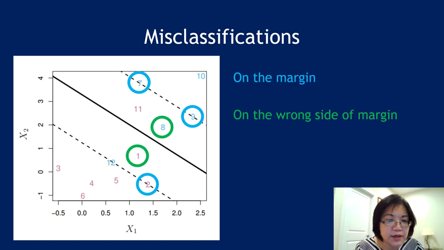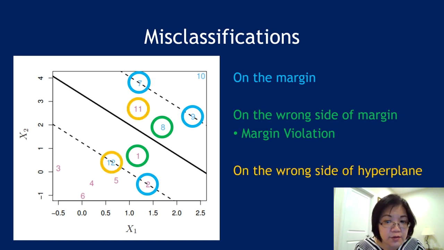So data point 8 is within the margin. The dots are supposed to be outside of the margins. But this one is within the margin, between the margin and the hyperplane. So that's called a margin violation. Data value 1 is also a margin violation.